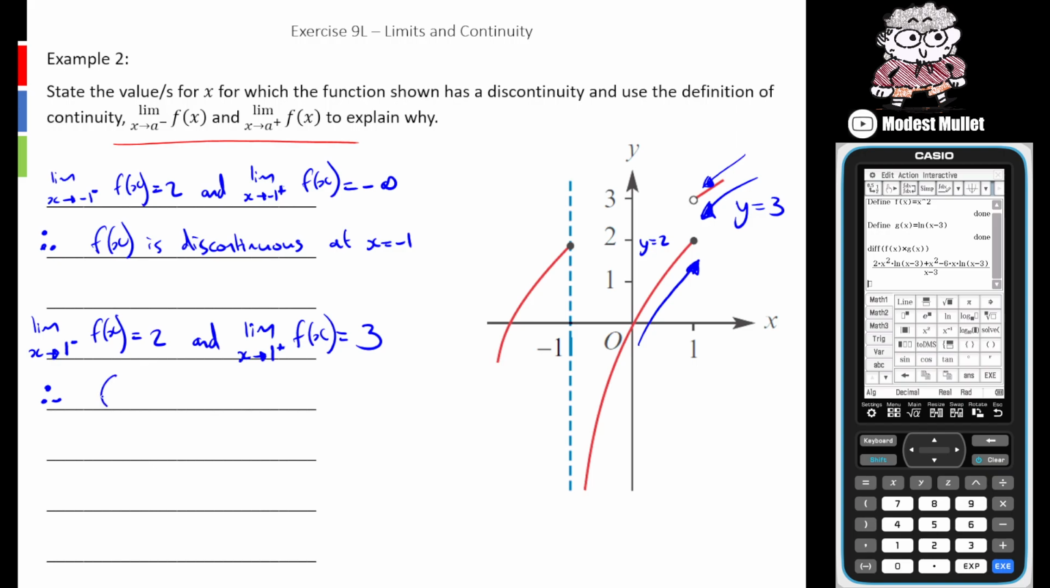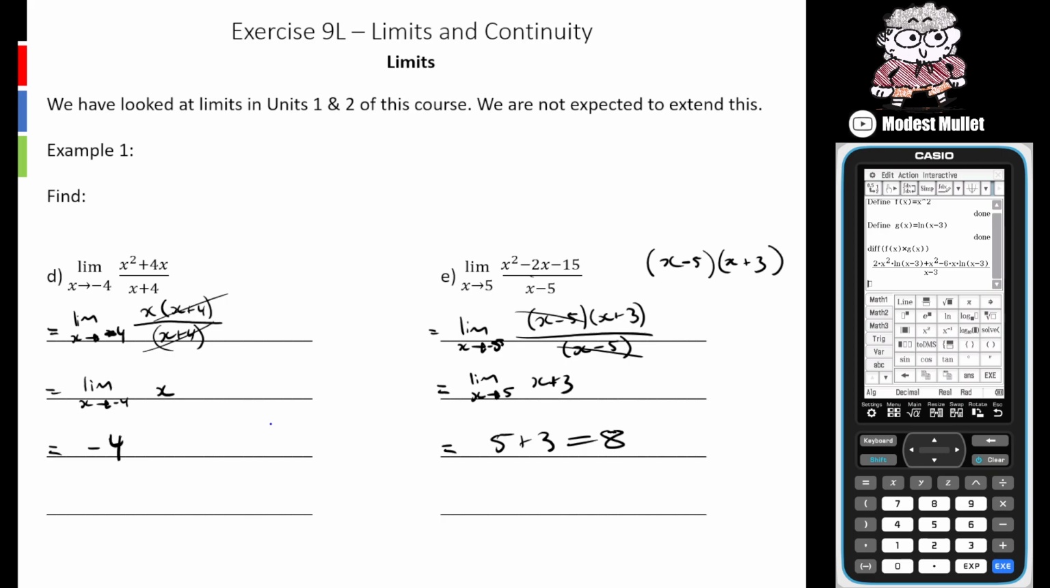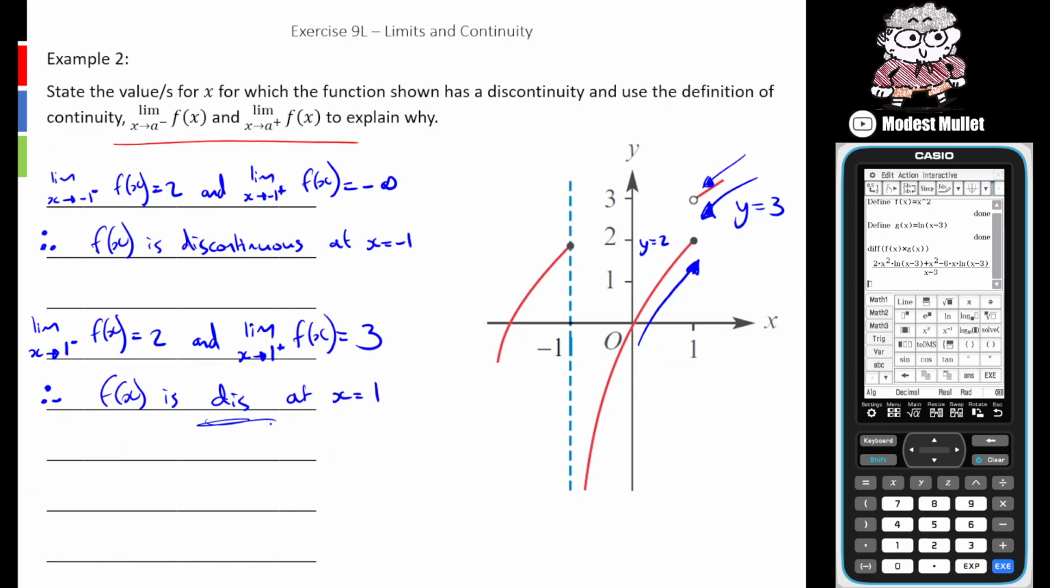Same thing, therefore, f of x is, I'm just going to write dis for discontinuous, at x is equal to 1. Just for shorthand. That's not normal notation. I'm just doing it to save time. So we have that right here. So that's exercise 9L. It's 1, just solving some limits, and 2, technically the definition is that it needs to be the same from both sides, and if it's not the same from both sides, then the function has a discontinuity in it, and therefore it means it's discontinuous.